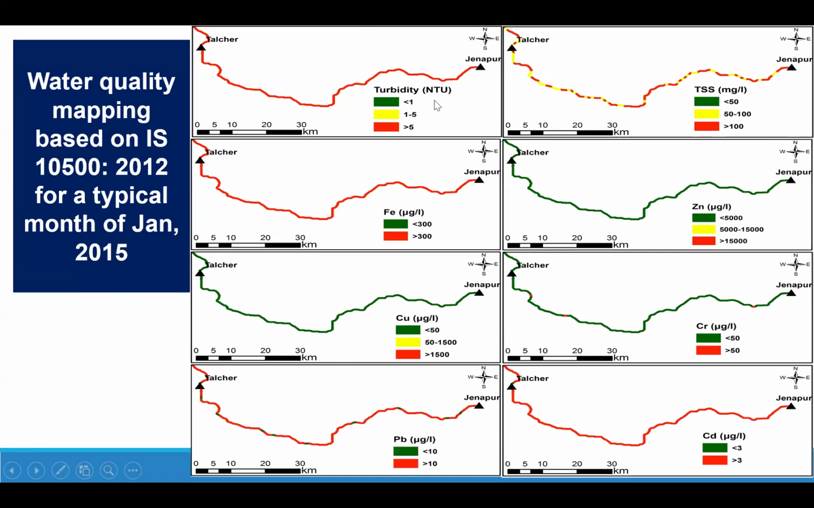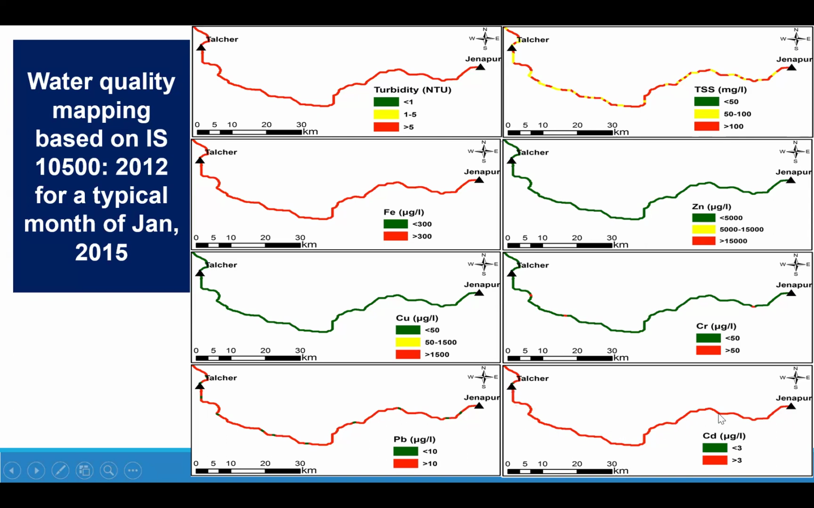So here you can see from Talcher to Jenapur, for turbidity it is unsafe, it is greater than 5. TSS, in some patches is more, and some are yellow, that means acceptable. This is mostly contaminated by iron. Iron contamination is very high because the HPI is greater than 300. Zinc is safe, it is less than 5,000. It is safe from chromium, safe from copper, but lead contamination is there, so it is greater than 10. Cadmium contamination is there, so greater than 3.